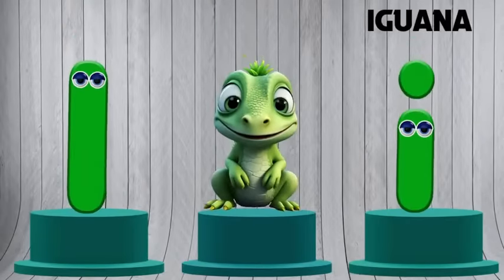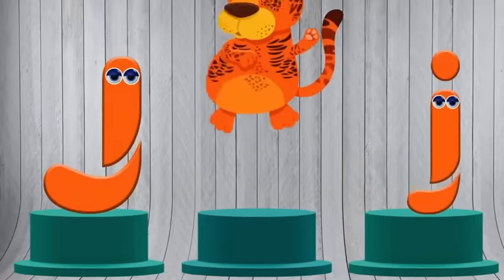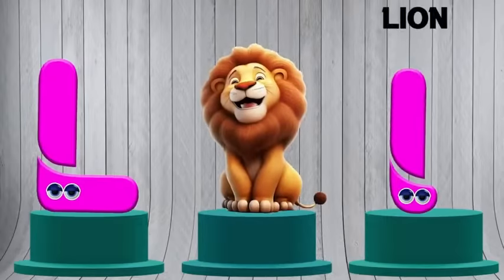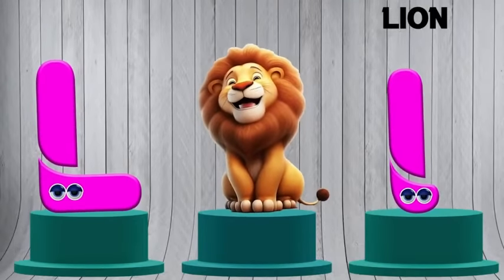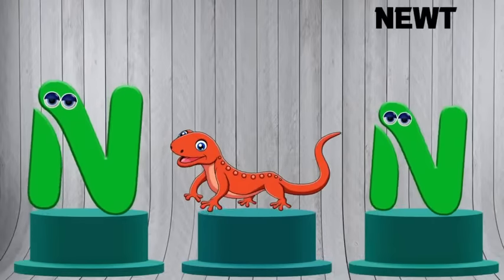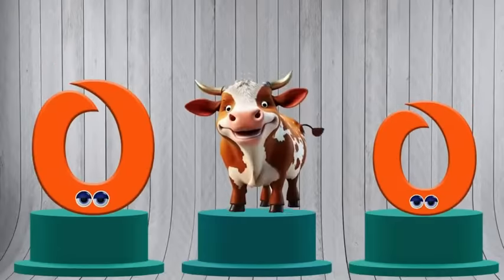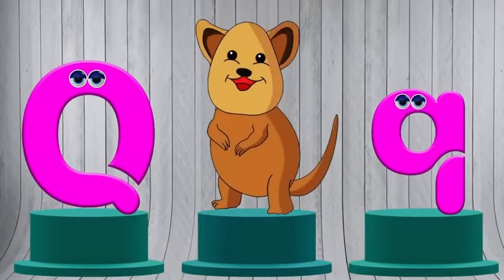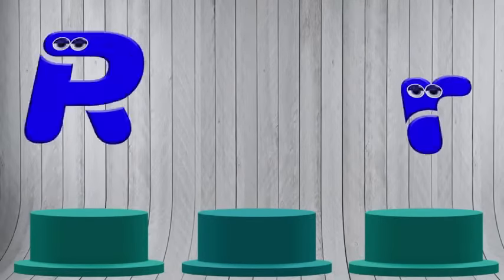I is for iguana. J is for jaguar. K is for kangaroo. L is for lion. M is for monkey. N is for newt. O is for ox. P is for panda. Q is for quokka. R is for rhinoceros.